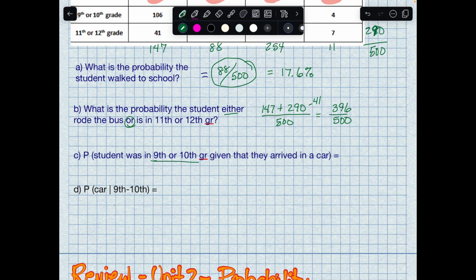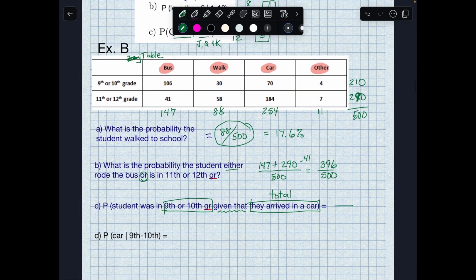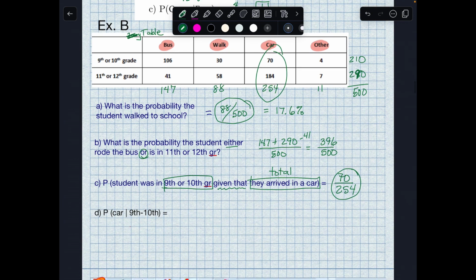Now, letters C and D. What is the probability the student was in 9th or 10th given that, there's a new phrase we're using today, they arrived in a car. So again, this is your total. How many kids arrived in a car? 254. How many of those are 9th and 10th graders? 70. All right, here it is again. This time it's with symbols. There's that, given that. So again, how many 9th and 10th graders do we have? We have 210 kids. How many of those kids rode in a car or drove a car? 70.